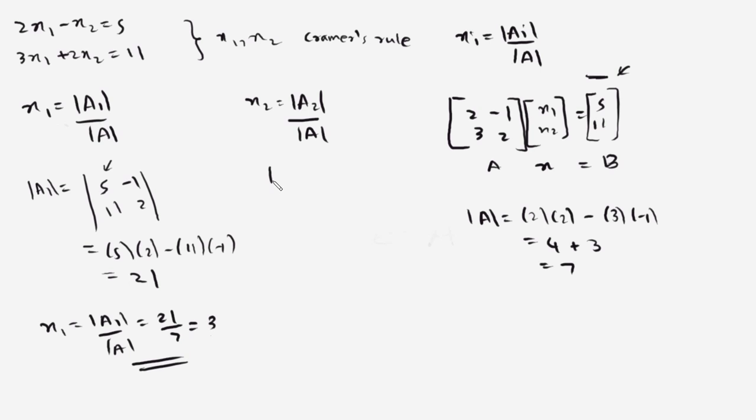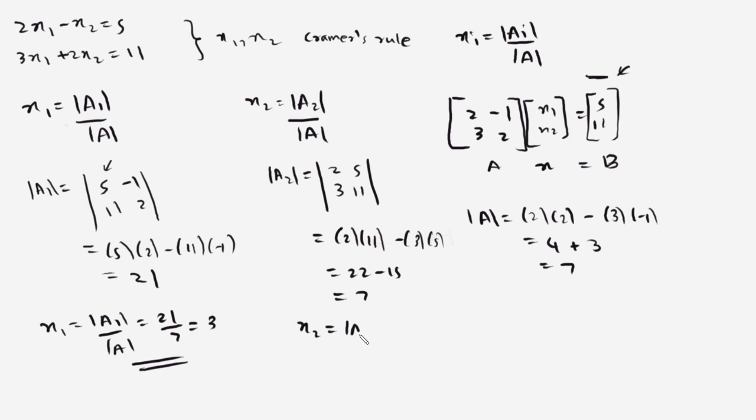Likewise for x2, we have to find A2. A2 will be constructed by replacing the second column by this B column matrix. So it will be 2, 3, 5, 11. The determinant value will be 2 times 11 minus 3 times 5, which is 22 minus 15, which is 7. So the corresponding x2 will be 7 divided by 7, which is 1. So that is how we solve a linear system by using Cramer's rule.